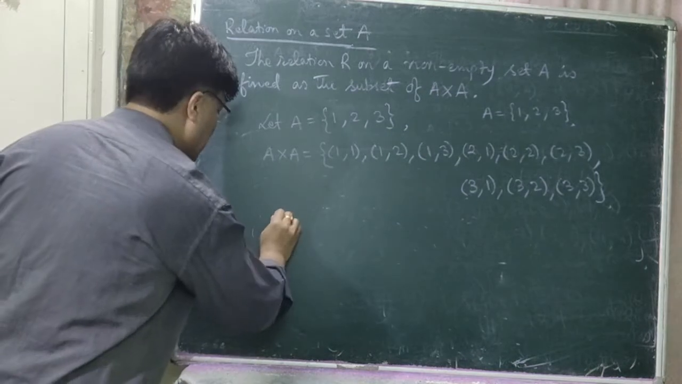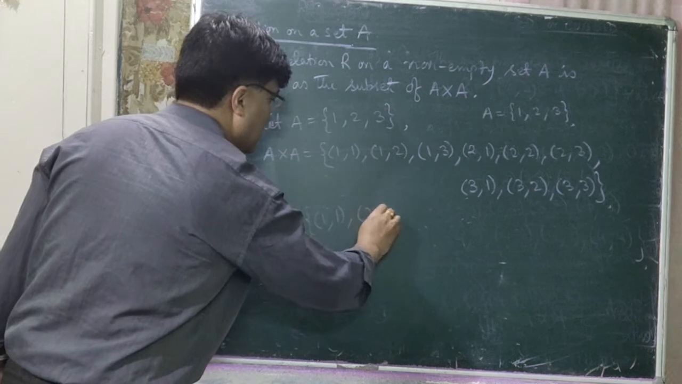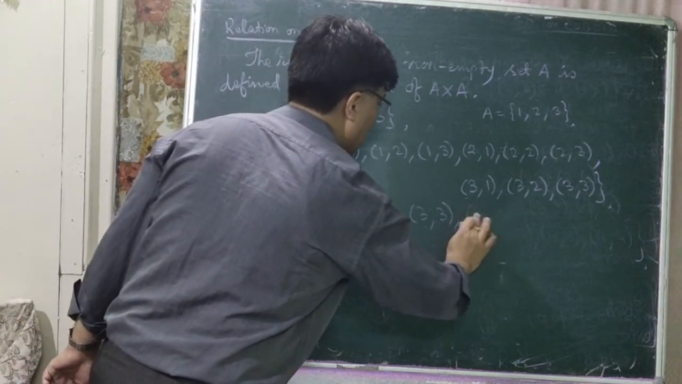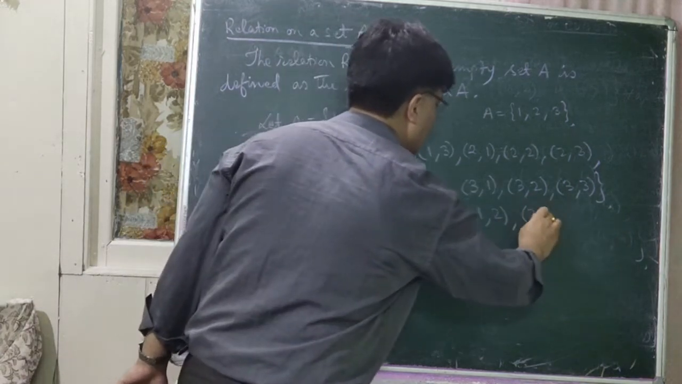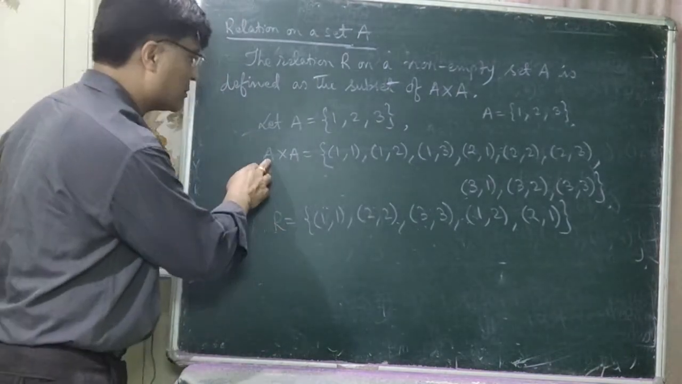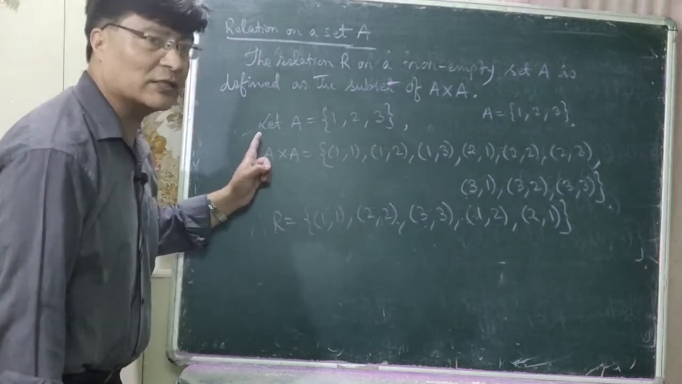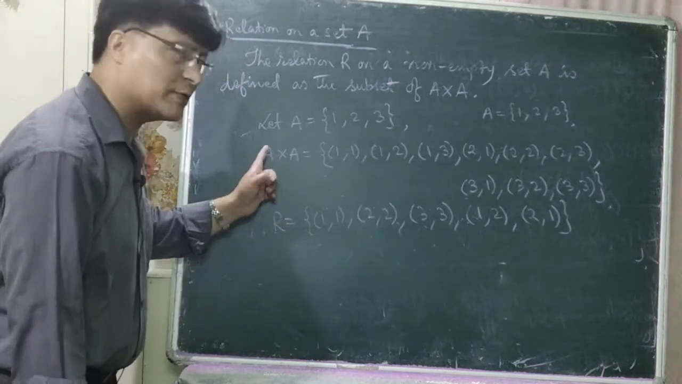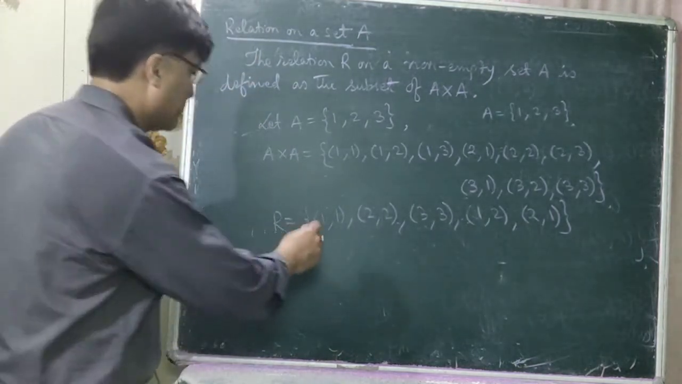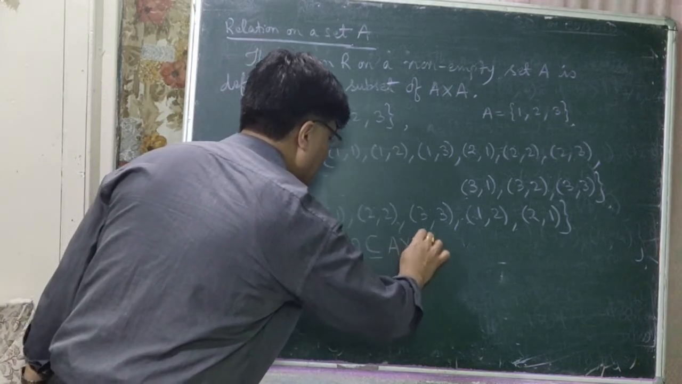Suppose we take R equal to {(1, 1), (2, 2), (3, 3), (1, 2), (2, 1)}. So this R is a subset of A cross A. So this R is a relation on the set A. This R is known as the relation on the set A, since here R is a subset of A cross A.